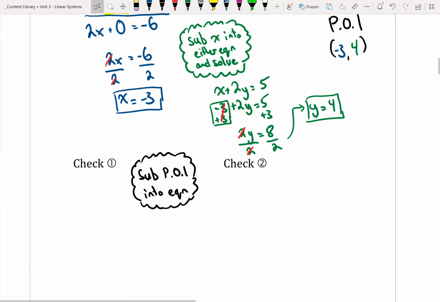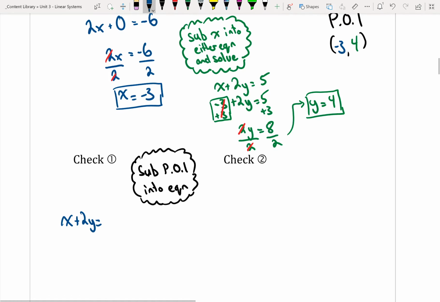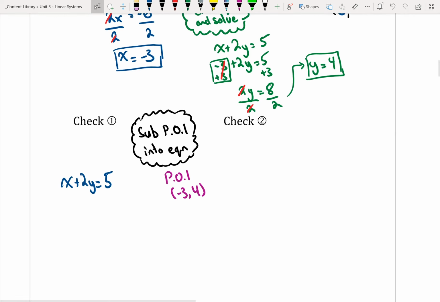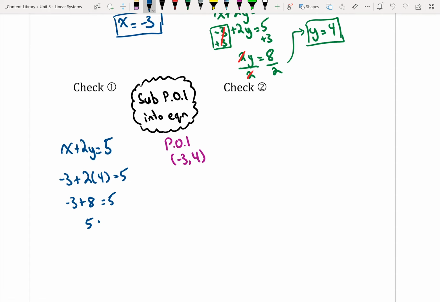So x plus 2y equals 5. I know my point of intersection. I'll write it down here. The POI is -3, 4. So when I plug those values in, I get -3 for x plus 2 times 4 equals 5. -3 plus 8 equals 5, and I get 5 equals 5, which does work. So it works for equation 1.